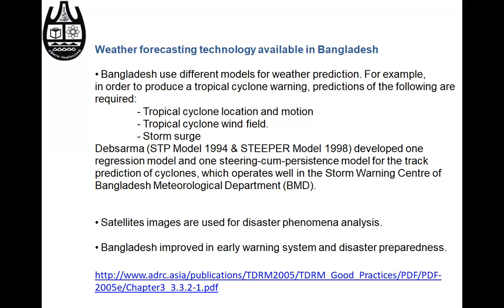So for a warning system, a tropical cyclone warning system, prediction is required on the basis of the location, motion, and wind field. And also they should know the storm surges from this type of warning system. Dev Sharma developed a model on the basis of regression analysis, and Dev Sharma depended on two other models. One is the STP model 1994 and the STPR model 1998. And depending on that regression model, BMD now produces some cyclonic predictions and gives them to the storm warning center. So BMD in the present context uses a couple of models. These models are like this.